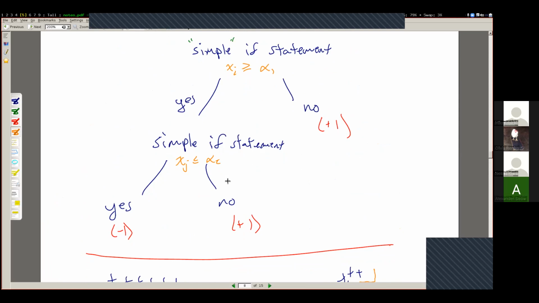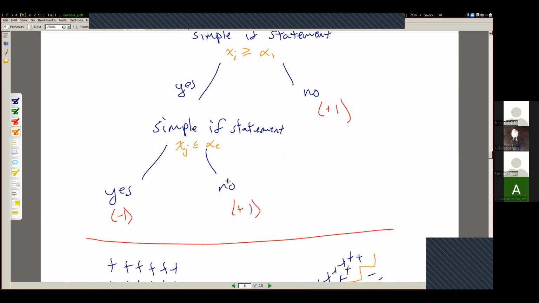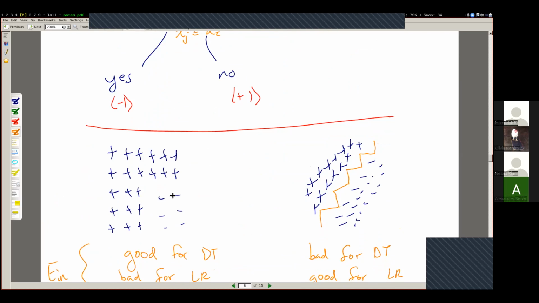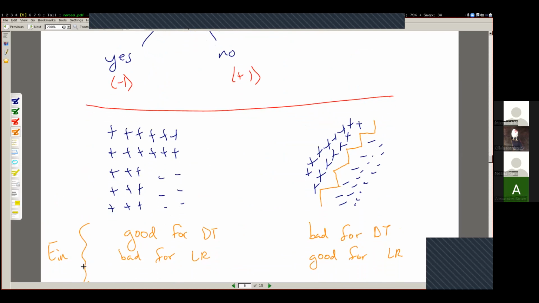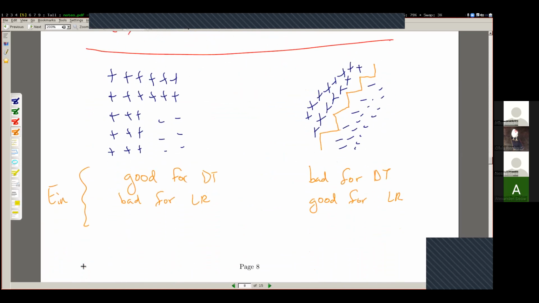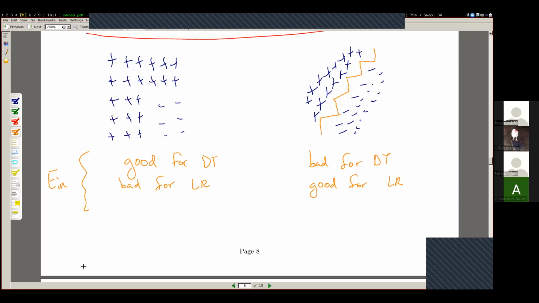So for all these models, we want to have some sort of intuition, even if it's a little bit vague, about when they're good for their training error. And then we'll talk about the VC dimension to give us bounds on the generalization error. And so we'll get to that here in a second.